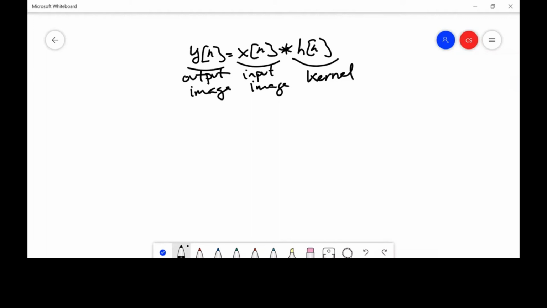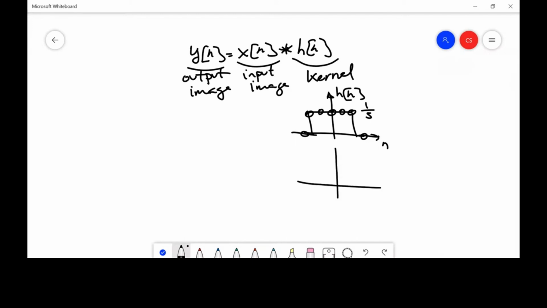So we may use a kernel to compute averages, and the kernels to compute averages typically look something like this. So this is n, this is h of n, and then we have our examples here. So these are the typical kernels to compute averages. So for instance here the height has to be 1/5 because we have 5 samples. And we can also compute derivatives or detect borders.